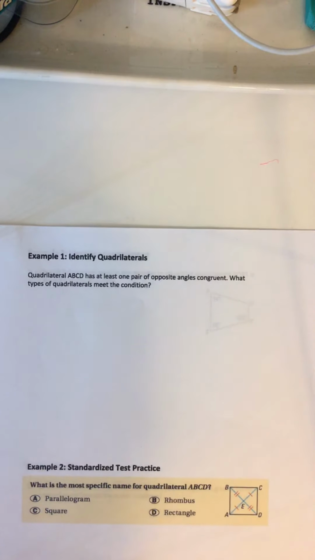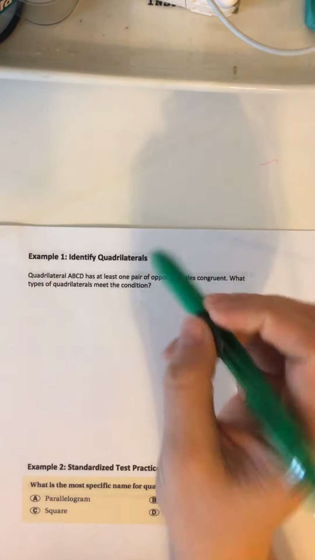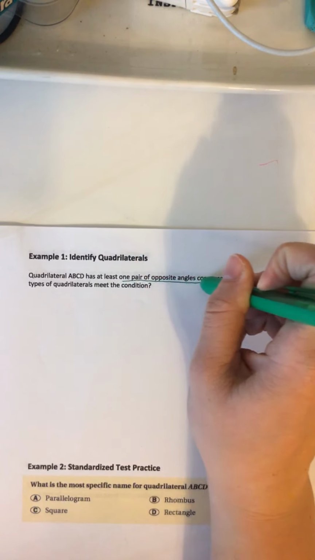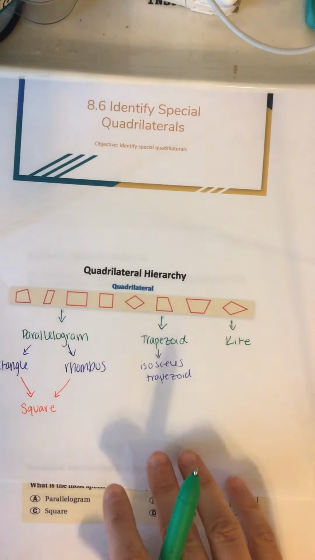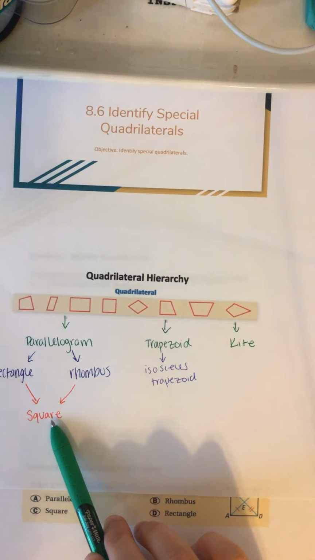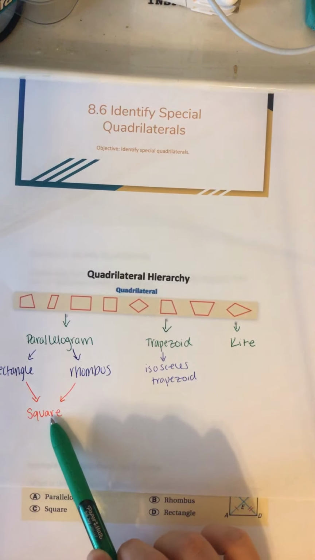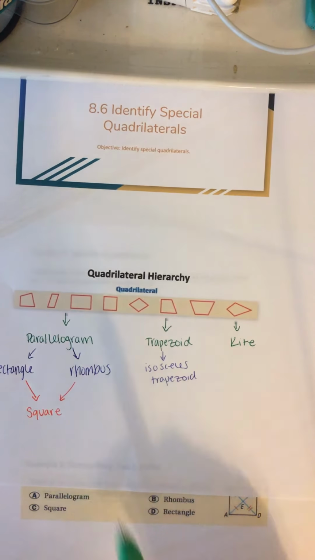Our first example here is just asking us to identify a quadrilateral. So we have quadrilateral ABC has 1 pair of opposite angles congruent. At least 1 pair of opposite angles congruent. Well, if we think about that hierarchy there, let's start with our more broad shape, the parallelogram. Let me bring this back up. Well, think about a square, opposite angles being congruent. All the angles in a square are congruent, so they're all 90 degrees. So it could be a square.